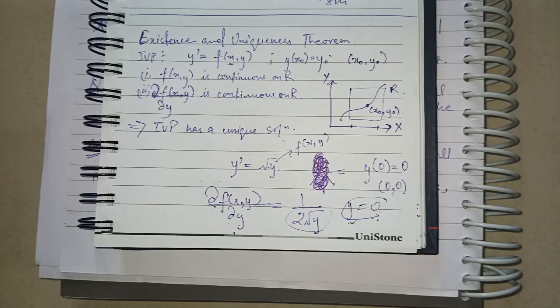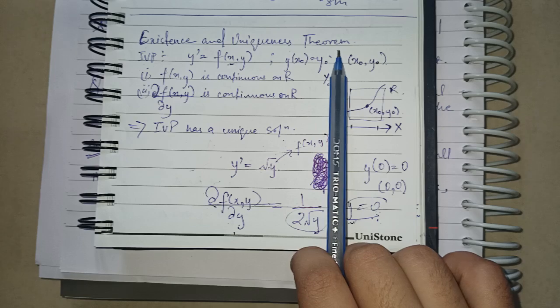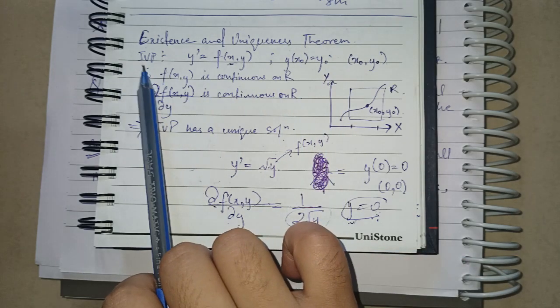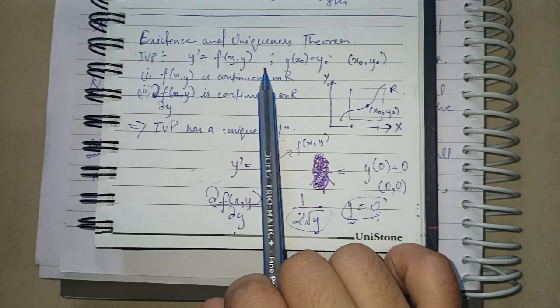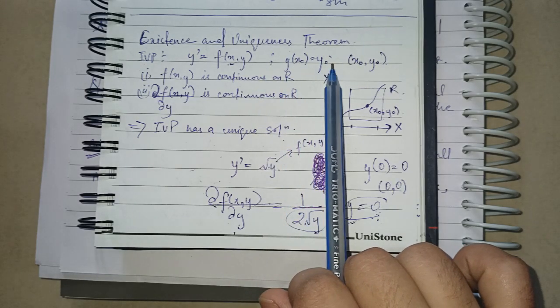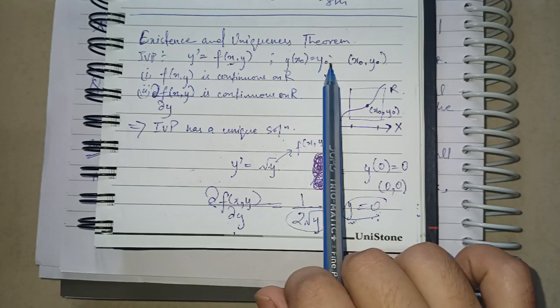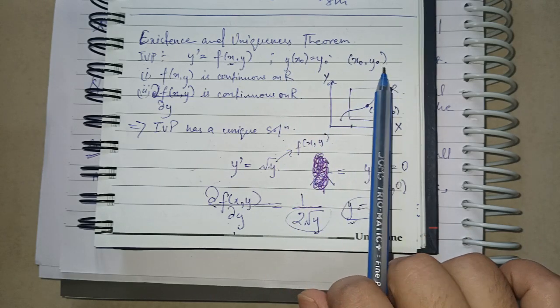Hello everyone. Today I want to recall first what we did in our last lecture. We studied the existence and uniqueness theorem. What does this theorem say? It says that if you're given an IVP, y prime equals f(x,y), with an initial condition y(x0) equals y0. That means at x0, y becomes y0. That means this point (x0, y0).